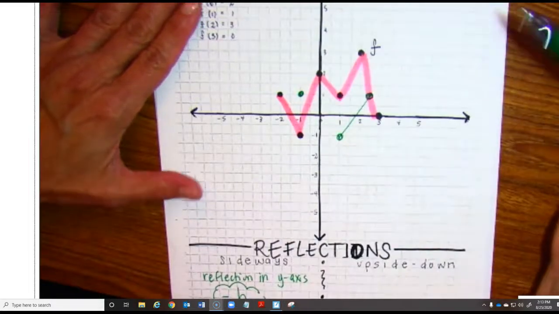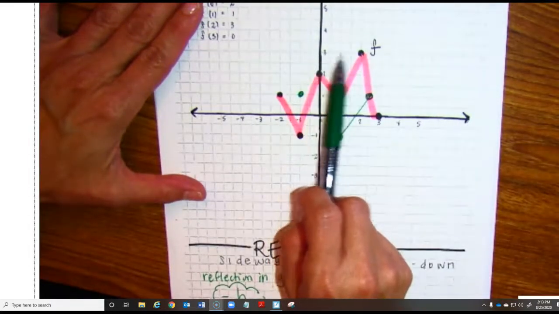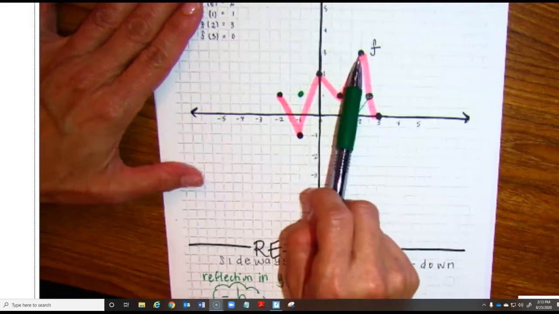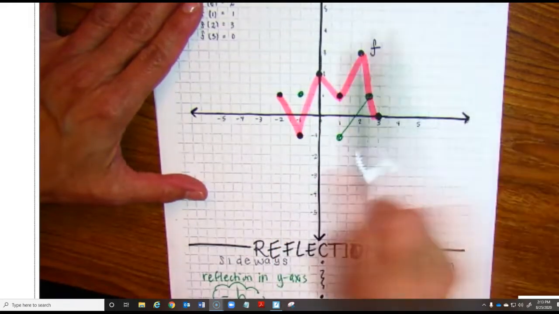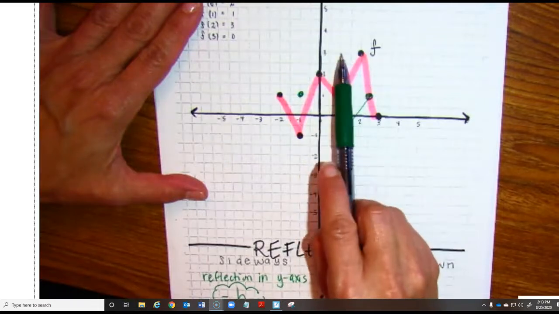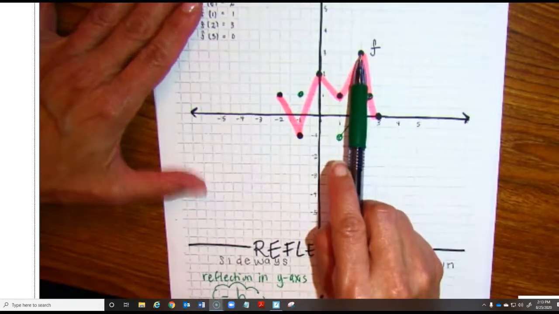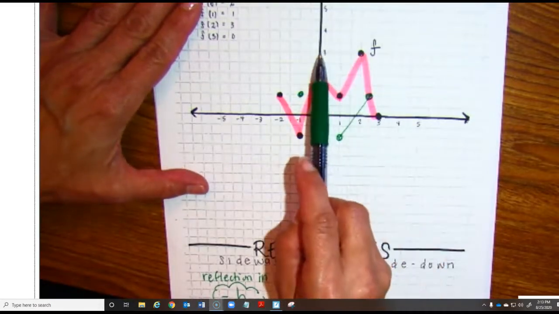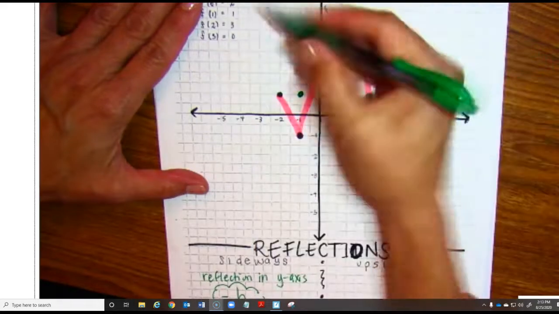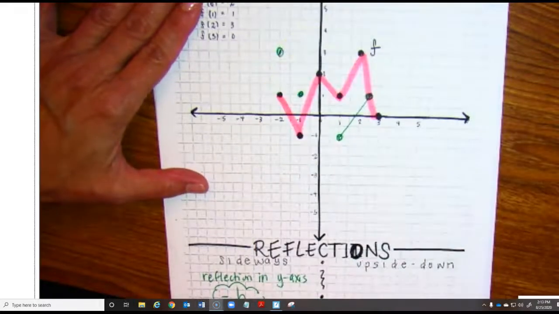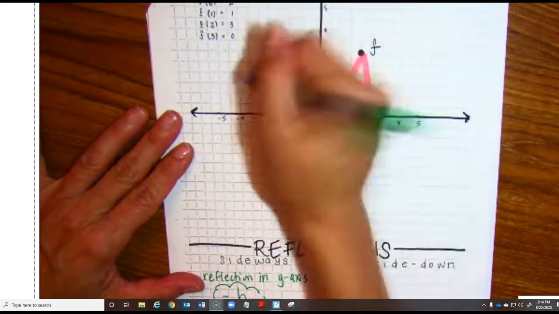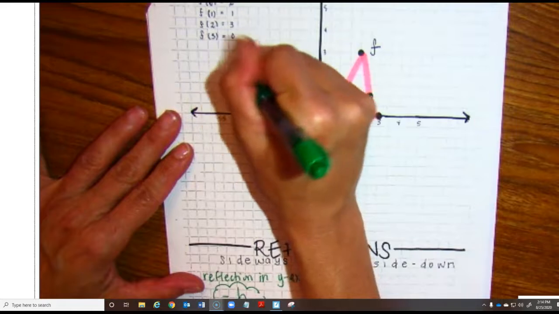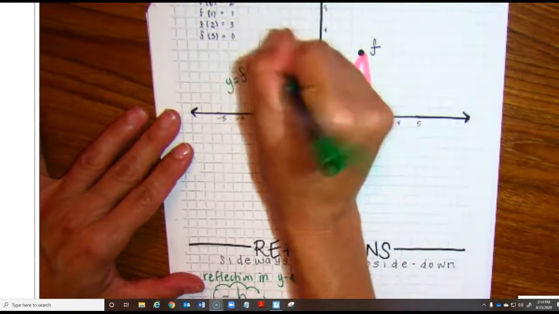However, I also would encourage you to look how far away the ordered pair is from the y-axis. If you notice this ordered pair right here, this is 2 units away from the y-axis. So the reflection is going to be 2 units in the opposite direction. That is one more way on how you can do your reflections. So this is going to be y equals f of negative x.